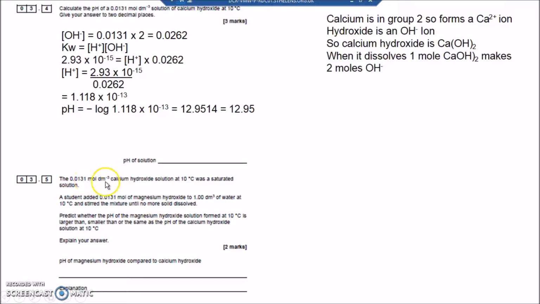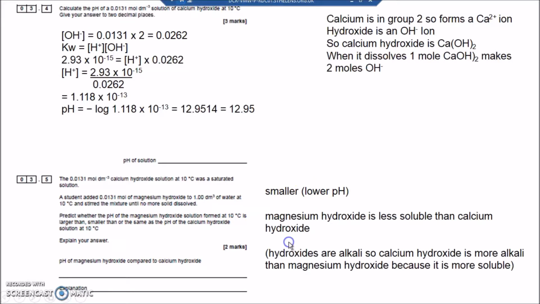The 0.0131 solution of calcium hydroxide is a saturated solution. If I'd used magnesium hydroxide instead at the same concentration, would the pH be larger or smaller? Well, magnesium hydroxide is less soluble. As you go up group 2, the hydroxides become less soluble. So magnesium hydroxide is less soluble than calcium hydroxide, so less of it's going to dissolve, and therefore the pH is going to be smaller. So it's a question about solubility.